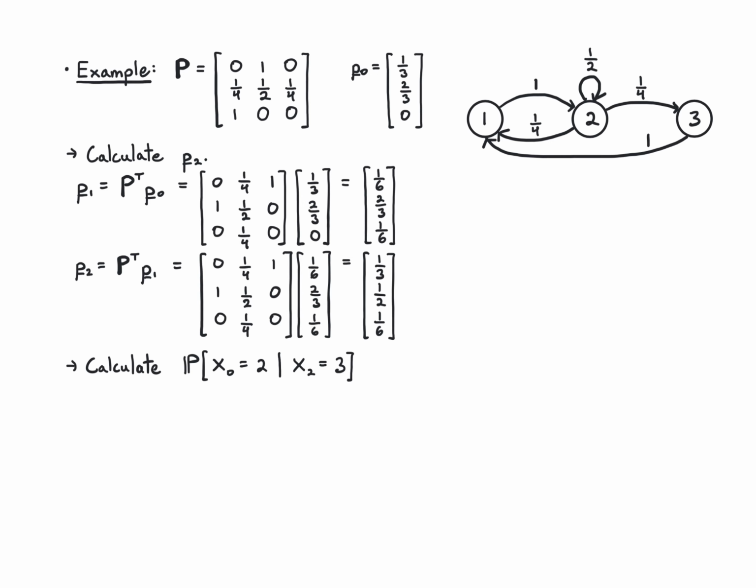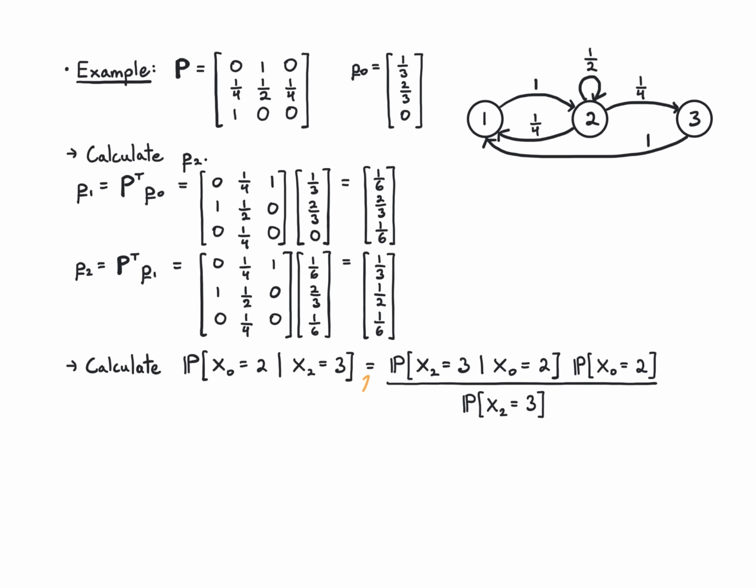And because we're flipping the conditioning here from what we usually do, we should use Bayes' rule. So I'm going to flip the conditioning to say P of x2 equals 3 given x0 equals 2, times probability x0 equals 2, divided by the probability that x2 equals 3. Okay, and this is just Bayes' rule from way long ago. We're just reapplying it here. It turns out I know some of these terms already. P of x0 equals 2 is from the state vector, and this is also from the state vector. So what I need is P of x2 equals 3 given x0 equals 2.